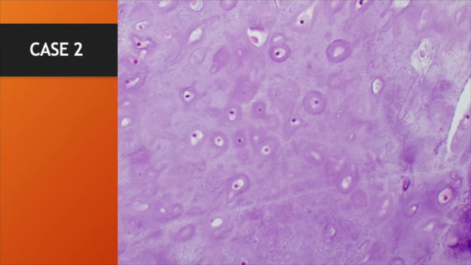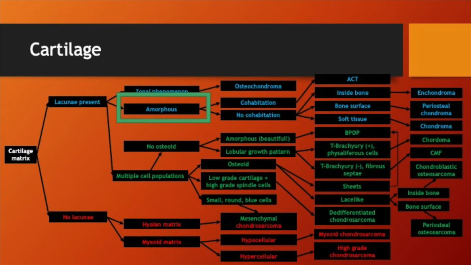So the next question, as we just mentioned, is there a zonal phenomenon, or is this more amorphous? The zonal phenomenon is just like what you normally would see in a growth plate or in hyaline cartilage, where you have zones: a proliferative zone, a hypertrophic zone, a transition zone, a reserve zone, all of those things. So we don't have a clear delineation of zones on here. This is much more of a haphazard or amorphous cellular appearance.